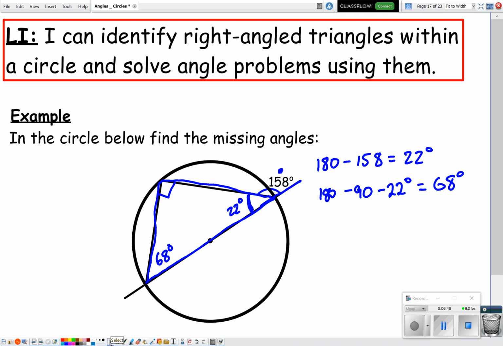The key point there is that when you've got a triangle inside a circle made up by a diameter and two chords, then that triangle is always right angled at the angle that lies opposite the diameter line.